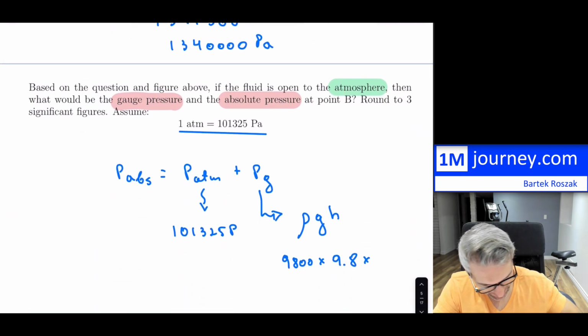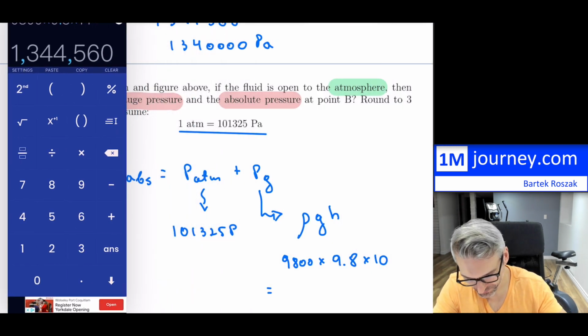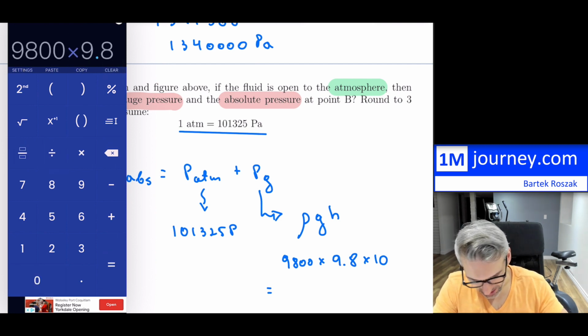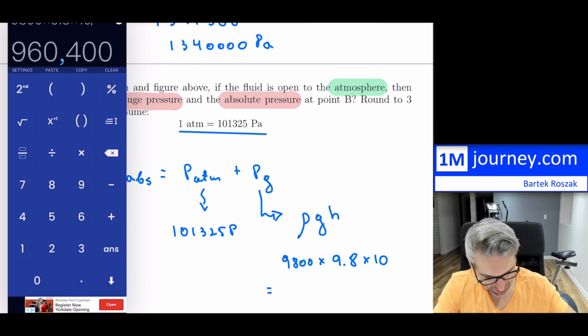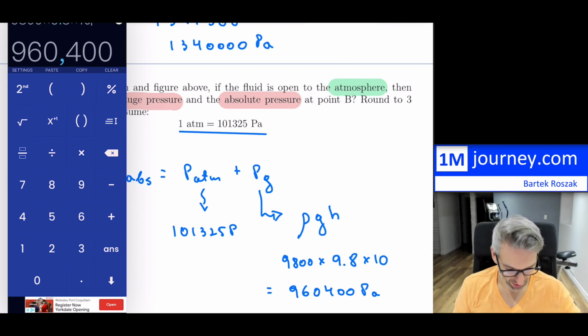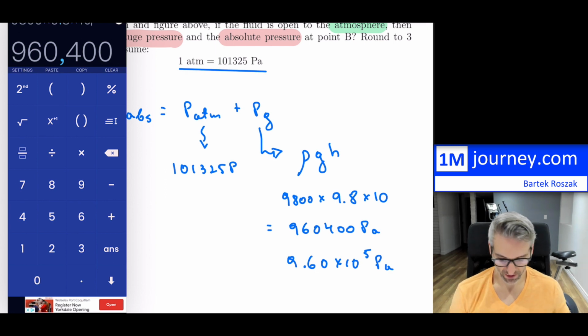So I can take this in right there, and that calculation would be the gauge pressure. Let's do that first: times 9.8 and then times 10. This is our gauge pressure in pascals. You could round to 3 sig figs, as it states there, so we can do that as an exercise: 9.60 times 10 to the 5 pascals. That's 3 sig figs.